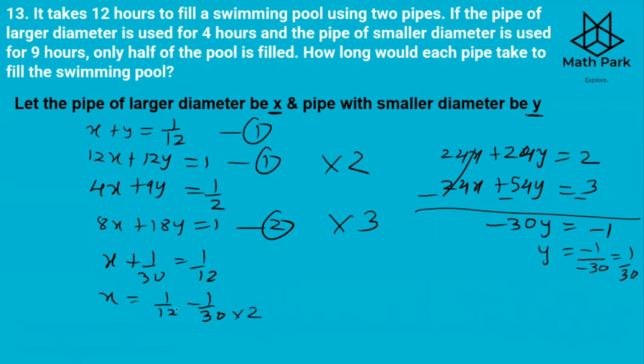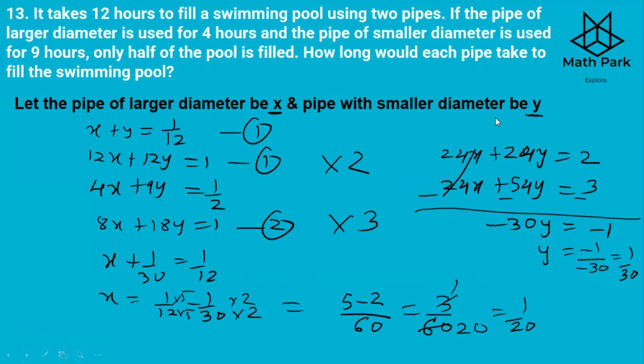30 into 2 and 12 5s are 60. So you have to multiply by 5 here, multiply by 2 there. So we get 5 minus 2 upon 60. 5 minus 2 is 3 upon 60. 3 1s are 3 and 3 20s are 60, we get 1 upon 20. Right? So x is 1 upon 20 and y is 1 upon 30.